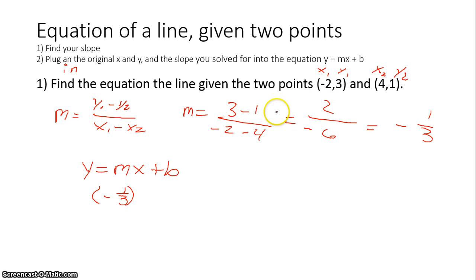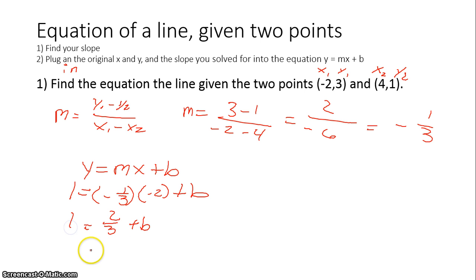Let's go ahead and do -2 and 3. It really honestly does not matter. You should get the same answer either way. So I plug in -2 for x, and then for my y, I plug in my 3. And I still have my plus b. Now I'm solving for b. So I multiply these out. -1/3 times -2 gives me a positive 2/3 plus b.